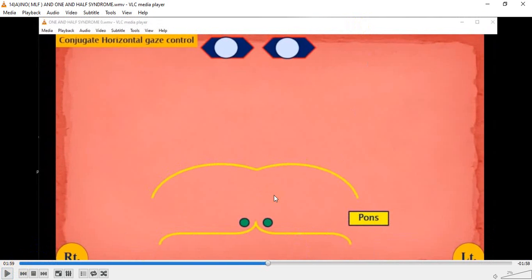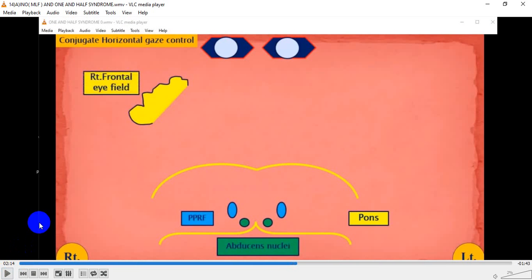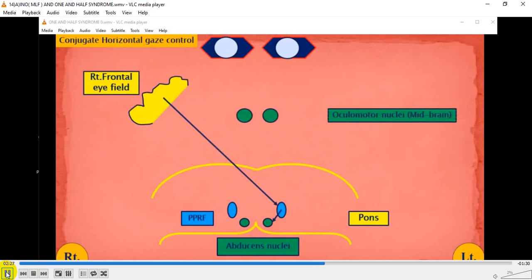This is a pons cut section. This is the 6th cranial nerve nucleus. This is the parapontine reticular formation. This is the eye center in the frontal lobe. So the left side will be innervated by the right frontal eye field. You can see how it is innervated. It is innervating the opposite side parapontine reticular formation, which will supply the 6th cranial nerve.